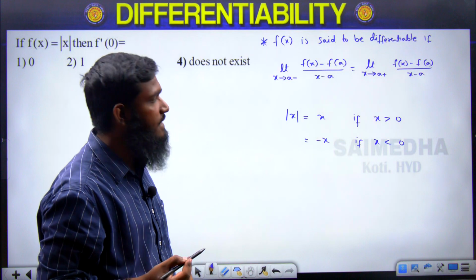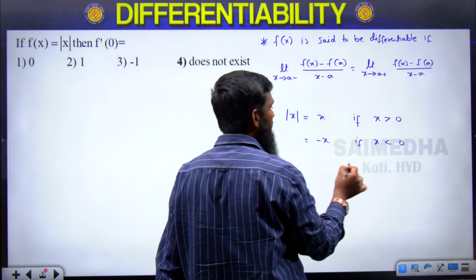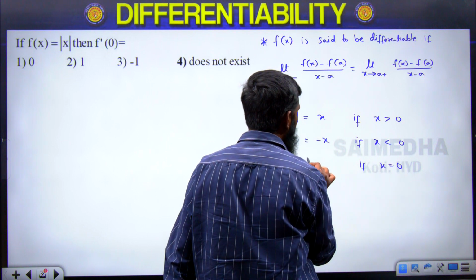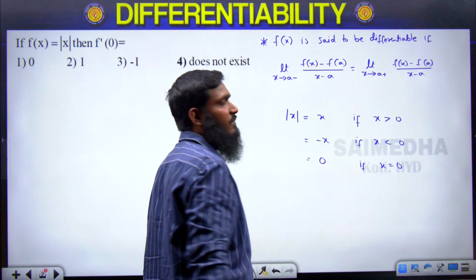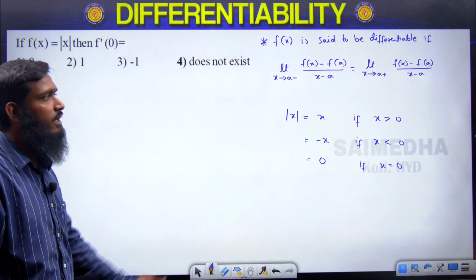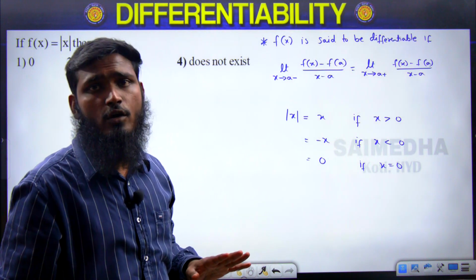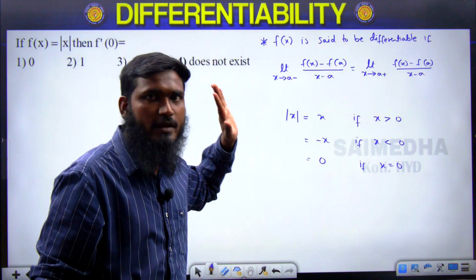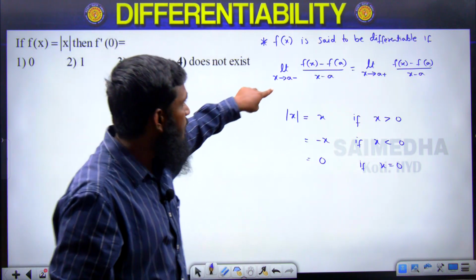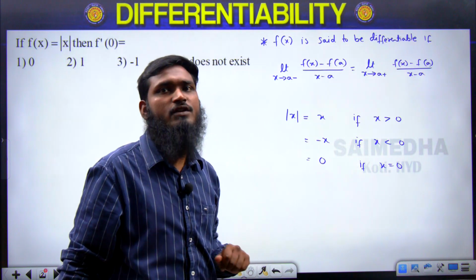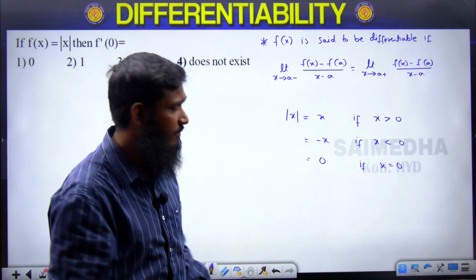Understood? Then we are taking this part as minus x. Now next, if x is equal to 0, then we are taking it as 0. So these are the conditions we are having over here. Whenever we have modulus functions in the differentiability topic, we have to solve directly like this, because it will become very easy. For x tends to a minus we have to take one function, for a plus another function, and it becomes very easy.